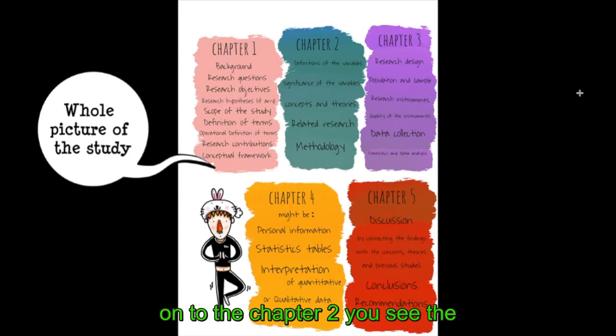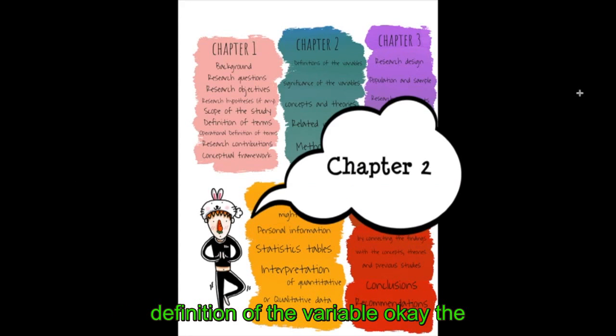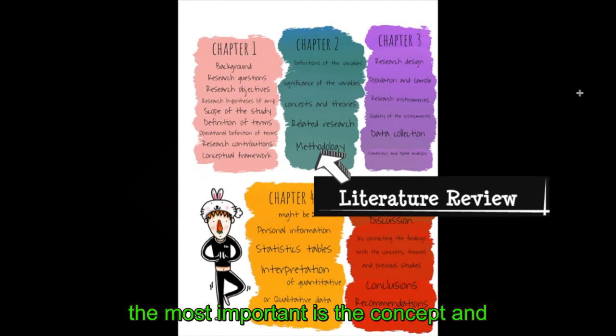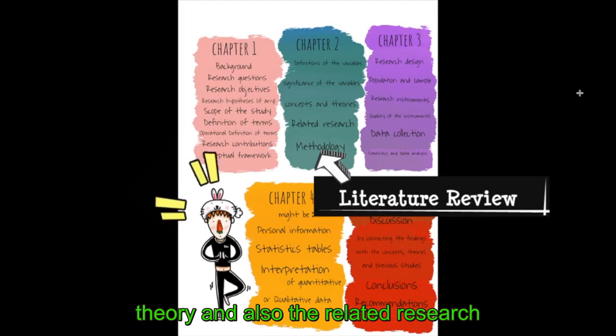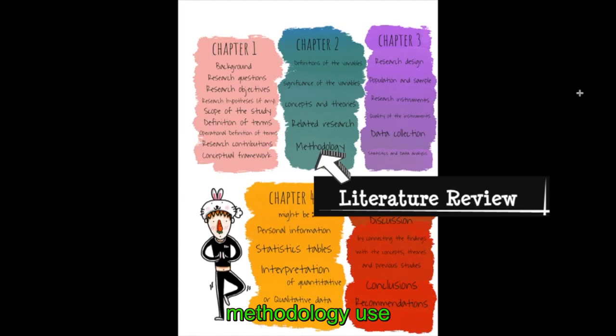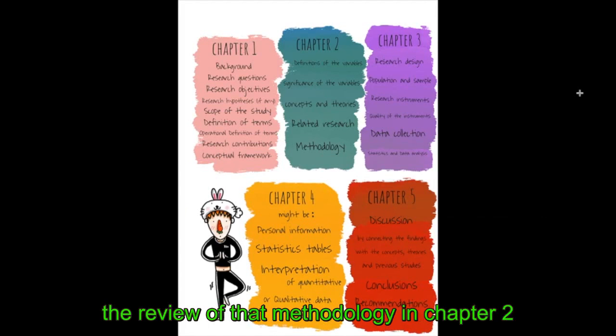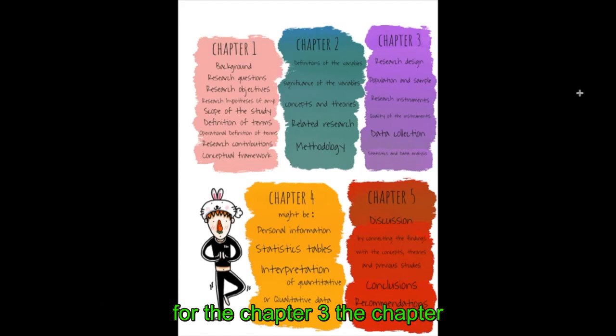Next, move on to chapter 2. You see the definition of variables. Okay, chapter 2 is our literature review. You can include the definition of the variables, the significance of the variables, and one of the most important is the concepts and theories, and also the related research. However, if you have reviewed the methodology used, it can strengthen your research. You should include the review of methodology in chapter 2.